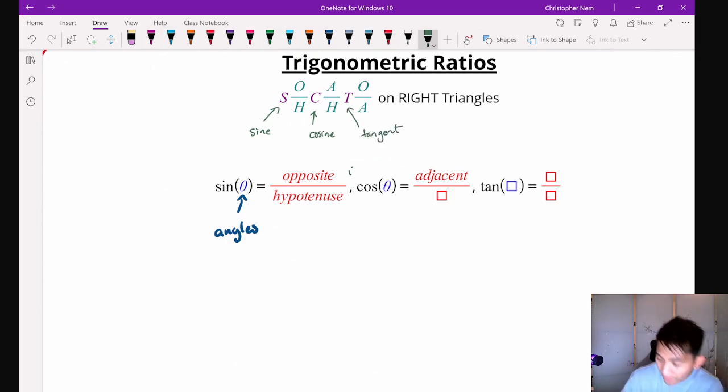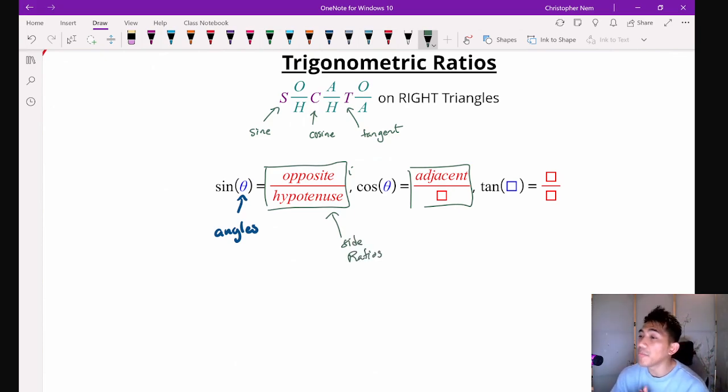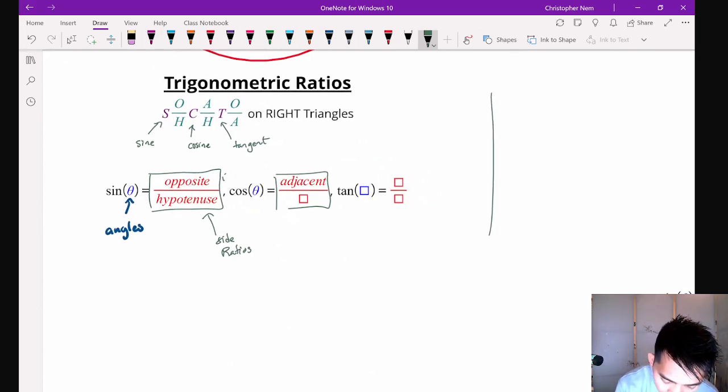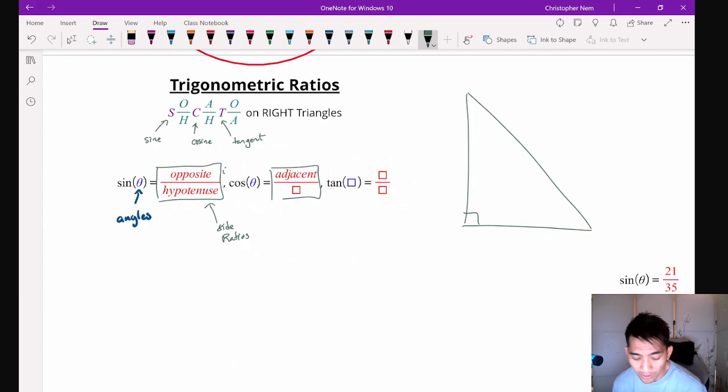Now they're going to be abbreviated, of course, that way it's easier to write. But what I throw inside these functions are angles. What they spit out are these little words right here, which represent side ratios. These trigonometric functions are for right triangles. So here's an example. I have a right triangle in particular. A right triangle has 90 degrees for one of the angle measurements.